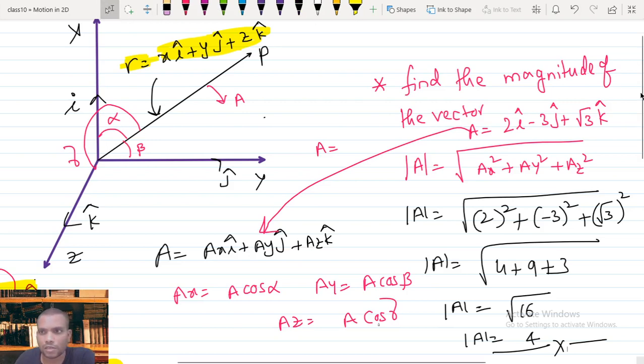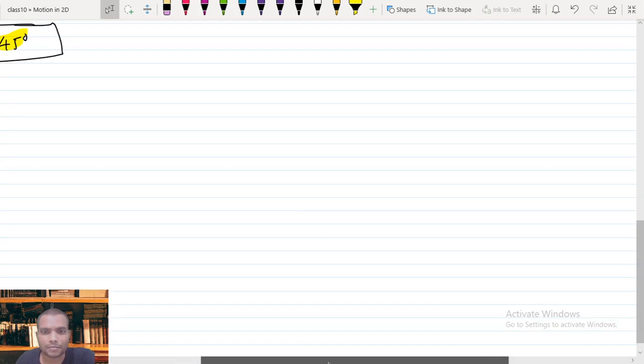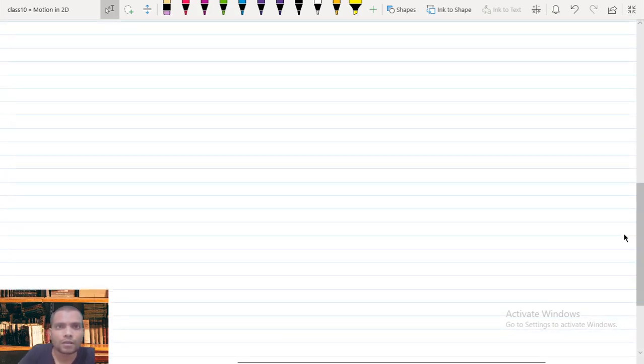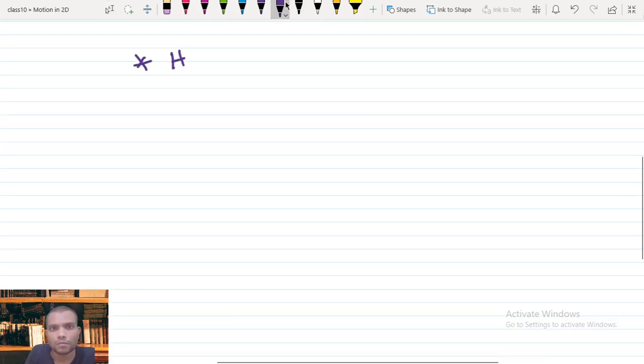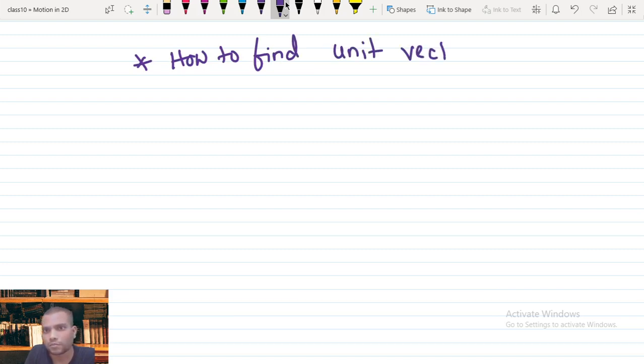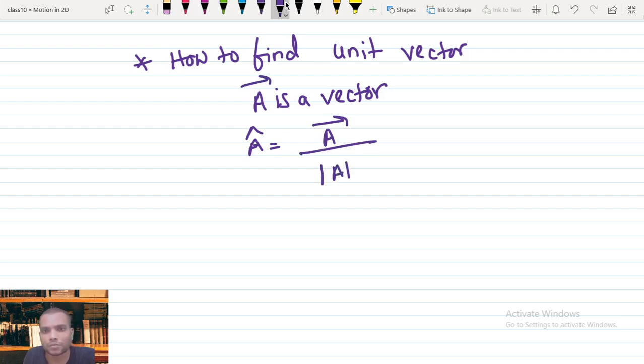Now let me change the topic. How to find unit vector? According to the unit vector definition, suppose A is a vector. Its unit vector will be represented with a hat, a cap. According to the definition, a hat equals a vector upon its magnitude. So this is the definition of unit vector. So we have to take the vector and divide it by its magnitude.